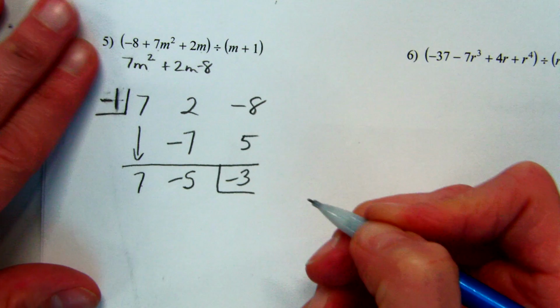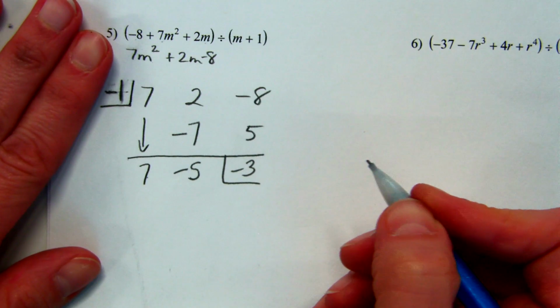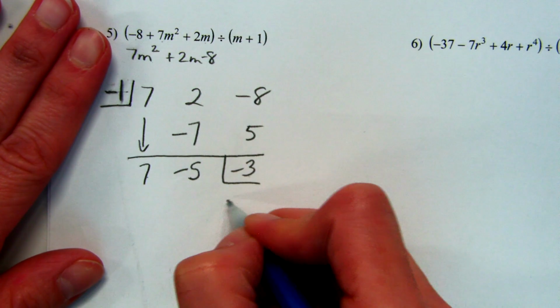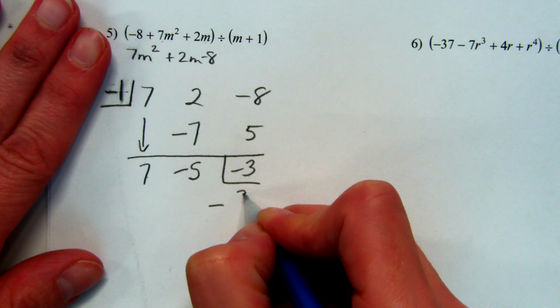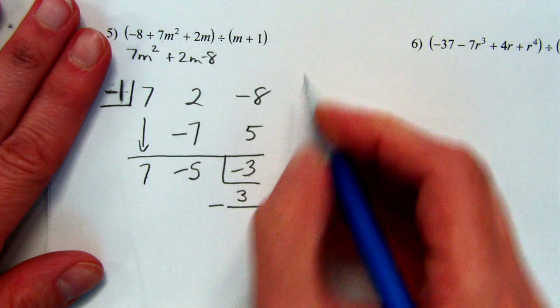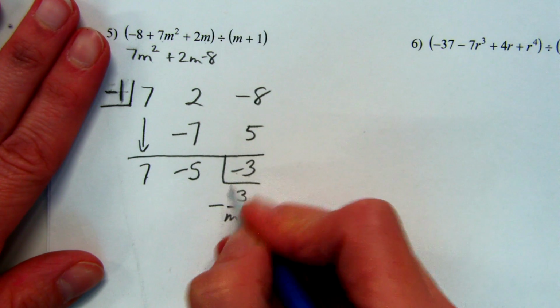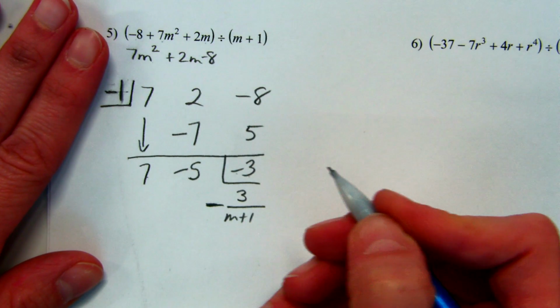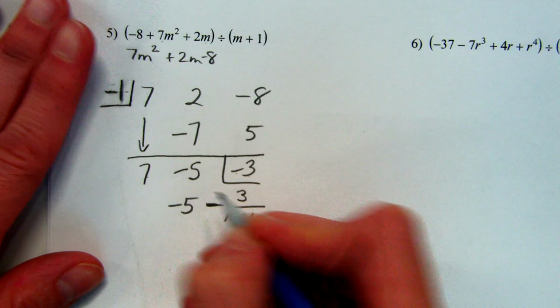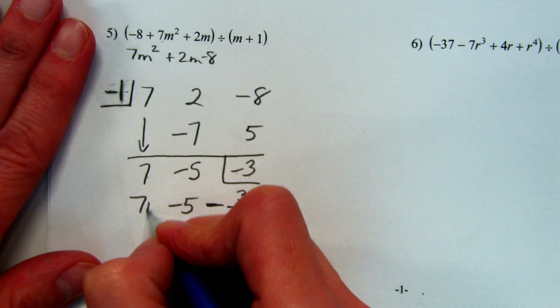You guys are fast. All right, so when we're rewriting it, what do I do with the negative 3? It's your remainder, so it goes over m plus 1. Okay, so it goes over m plus 1. And we just take that negative and put it out in front of the fraction, make that a minus sign. And this becomes minus 5, and this would be 7m.